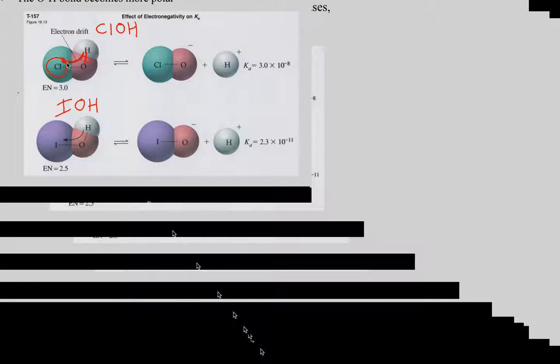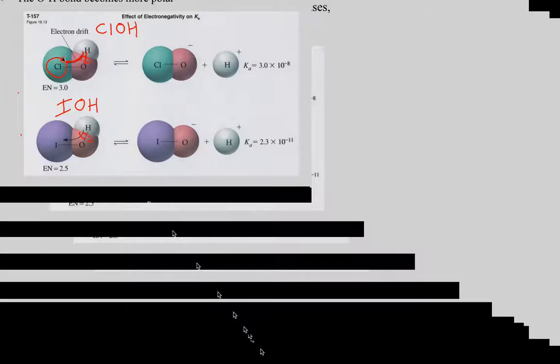Now guys, understand the same thing happens down here. We've got this region of increased electron density, and the iodine nucleus also pulls on those electrons. But the electronegativity of iodine is only 2.5. And because it's lower, it doesn't cause as much drift. This bond is less polar, and therefore this acid is weaker because the bond doesn't break as readily.